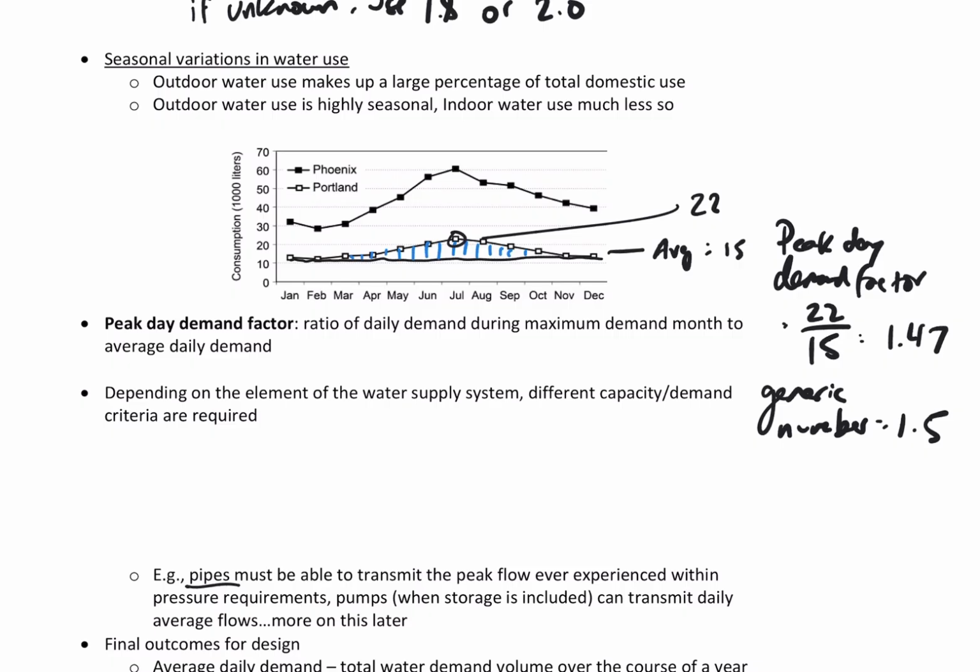Whereas pumps, as we indicated, if we have storage included downstream, the pump only has to pump at the average daily demand. All of the peaking within the day is going to be covered by the fact that the tank level is going to fluctuate and we have some water in storage. Similarly, the tank itself is going to be sized for storage for the course of an entire day, not for the peak hour, for example. So we need to understand all these different demands and these demand factors if we're going to fully design a water system.